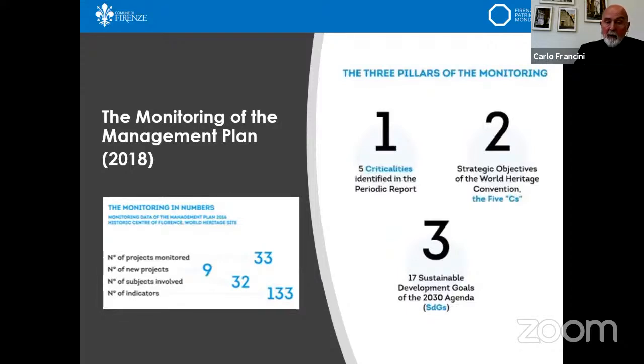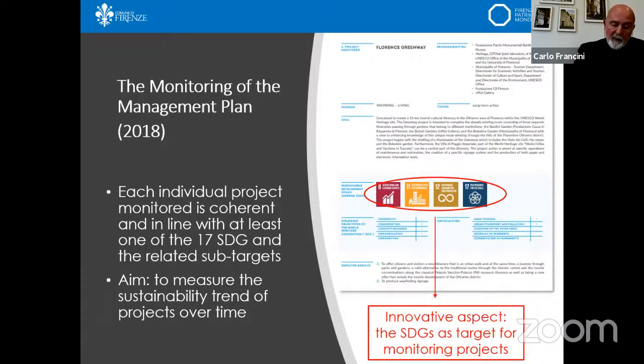To achieve the 17 Sustainable Development Goals of the 2030 Agenda, in particular goal number 11, make cities and human settlements inclusive, safe, resilient, and sustainable, as well as the World Heritage Strategic Objectives, the 5 C's: conservation, credibility, community, communication, and capacity building. Every project was monitored using the Sustainable Development Goals of the 2030 Agenda as targets. The innovative aspect of the monitoring is precisely the consistency of each project with at least one of the 17 Sustainable Development Goals and related 169 targets, which are now the basis of every initiative and project.